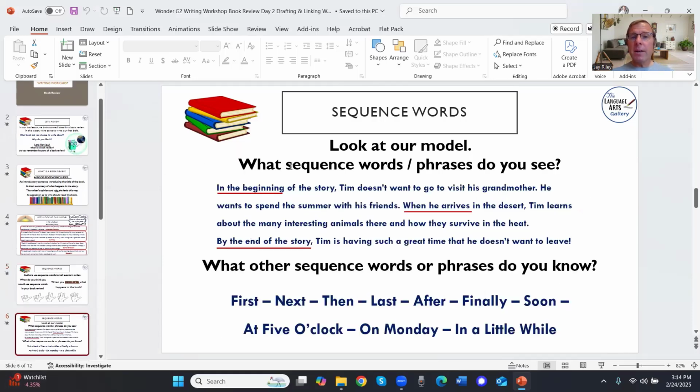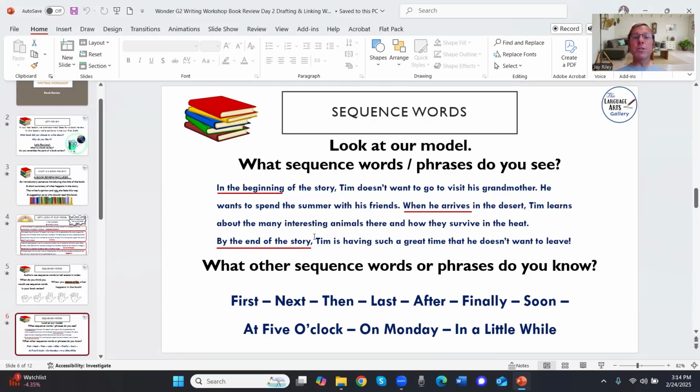So here we've got our summary section of our book review. And it says, in the beginning of the story, Tim doesn't want to go to visit his grandmother. He wants to spend the summer with his friends. When he arrives in the desert, Tim learns about the many interesting animals there and how they survive. By the end of the story, Tim is having such a great time that he doesn't want to leave.